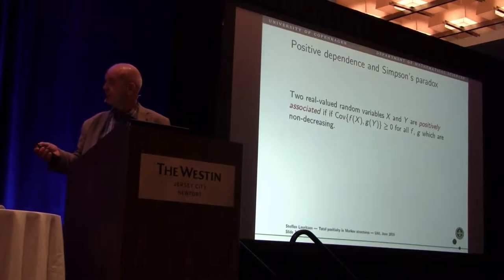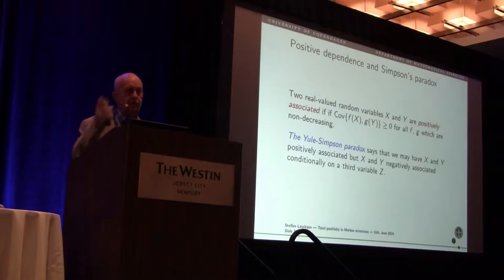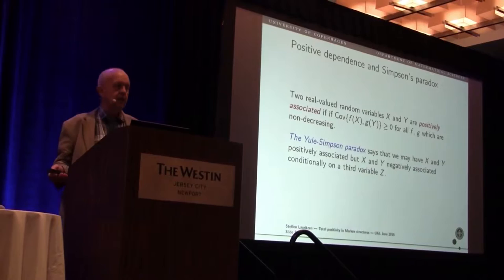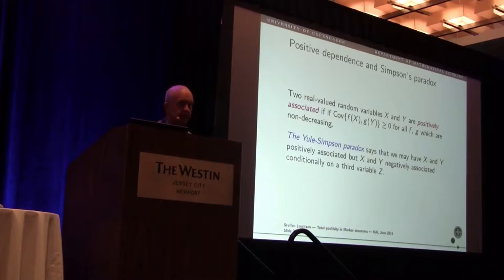Now sometimes, which is the Yule-Simpson paradox, you can have this X and Y, and they're positively associated, but suddenly, when you condition on a third variable, Z, they become negatively associated. That has been known as a paradox, but it's, of course, a fundamental property of uncertain reasoning that these things should happen. Still, it is of big interest to know when they do not happen, because life gets much simpler that way.